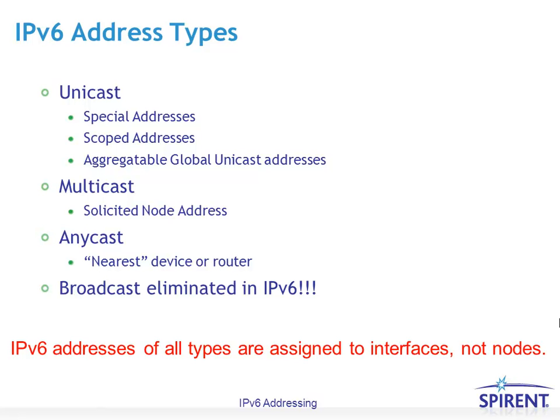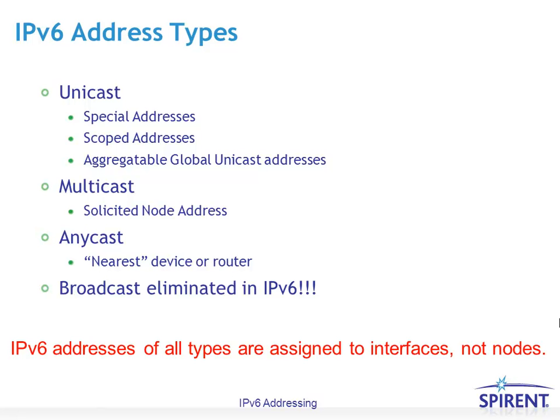Scoped addresses, in other words, is this meant just for this link, or just within your organization, or internet-wide? Also, the global IPv6 address space, in other words, the routable portion on the IPv6 internet, is also referred to as aggregatable global unicast addresses. There are various different types of multicast addresses, including a special address called the solicited node address, which we'll talk about more later. Also, Unicast.